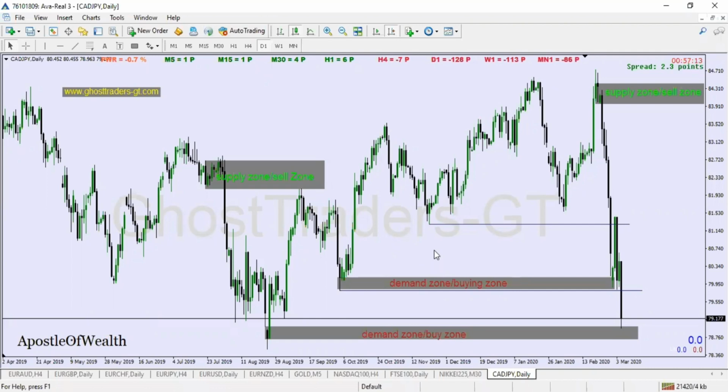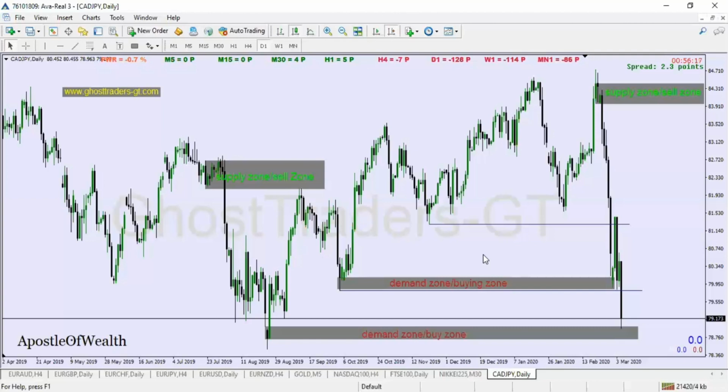We'll be talking about supply and demand zone. We'll be talking about how to trade supply and demand zone. Before we talk about how to trade it, you actually need to understand a few things about supply and demand zone and what makes it a supply and a demand zone.